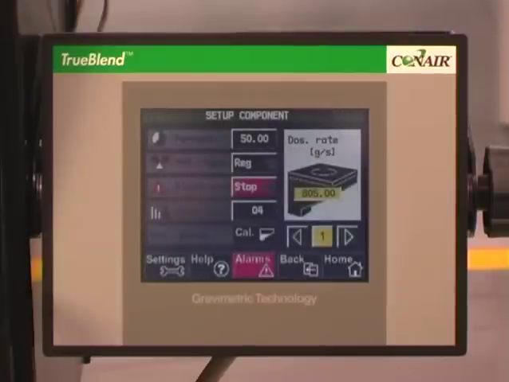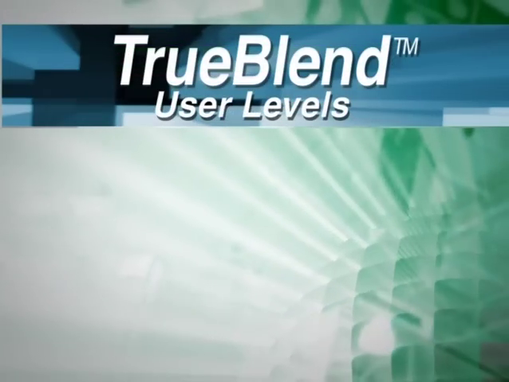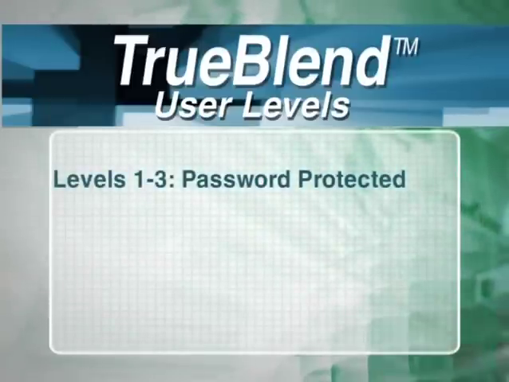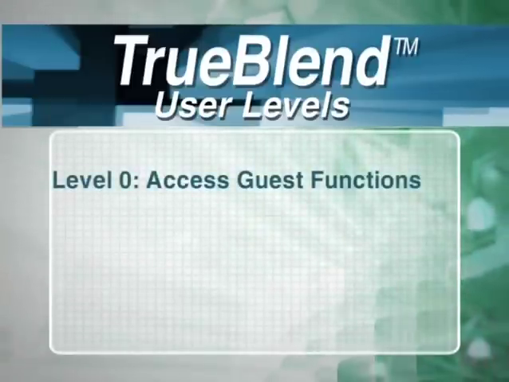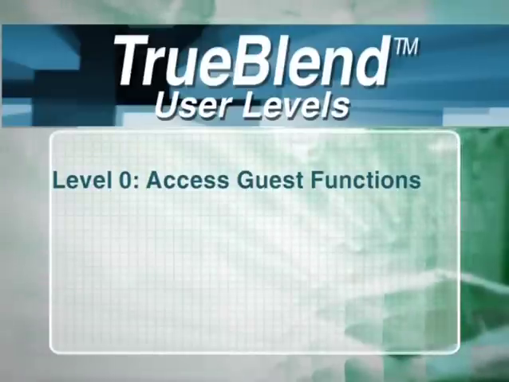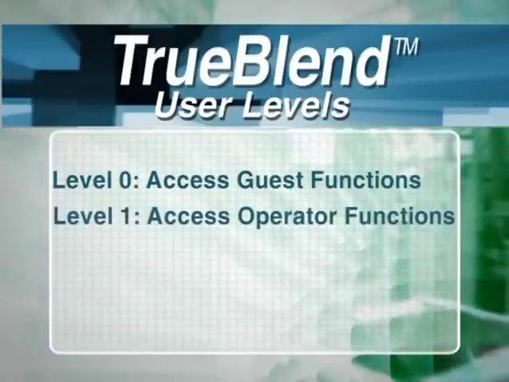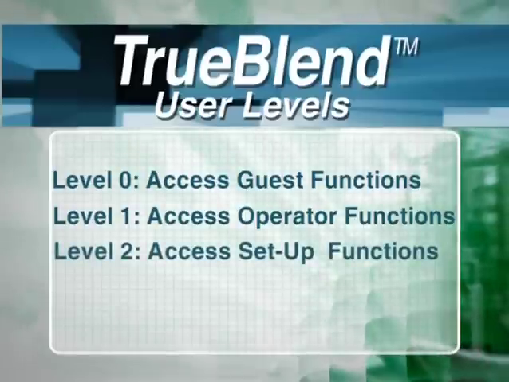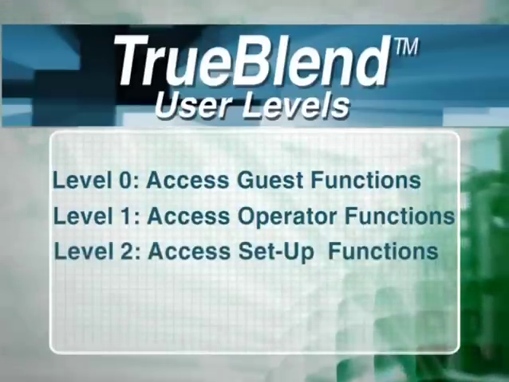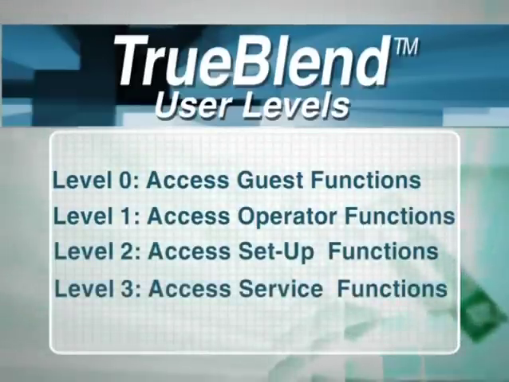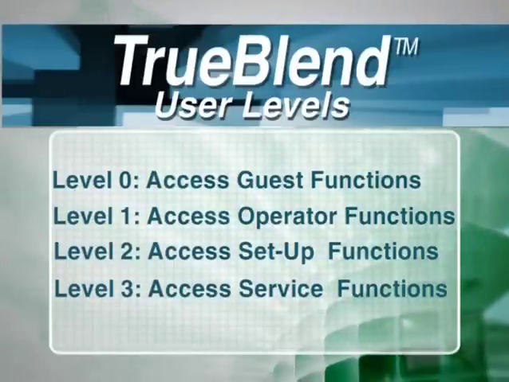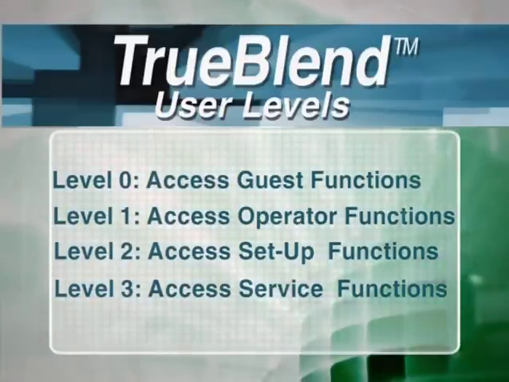This screen will require an operator-level password. The TrueBlend control uses several different user levels. Levels 1 through 3 are password protected. Level 0 enables access to all guest functions. No password is required. Level 1 enables access to all operator functions. Level 2 enables access to all setup functions. Level 3 enables access to all service functions. For password levels, please refer to your user's guide.